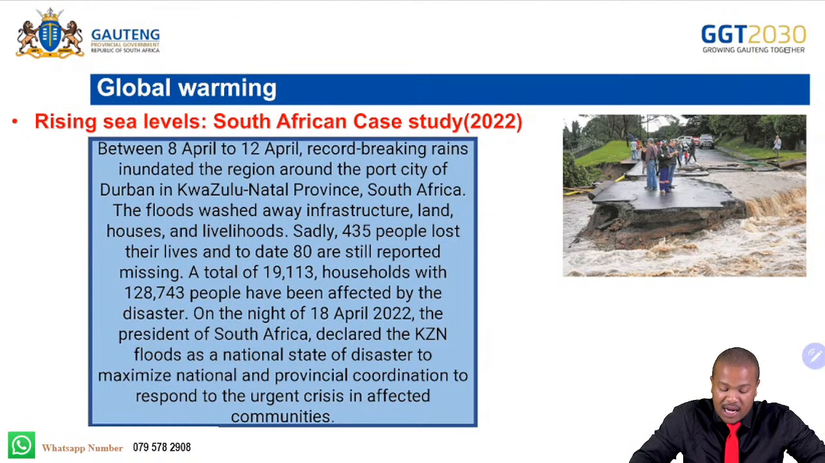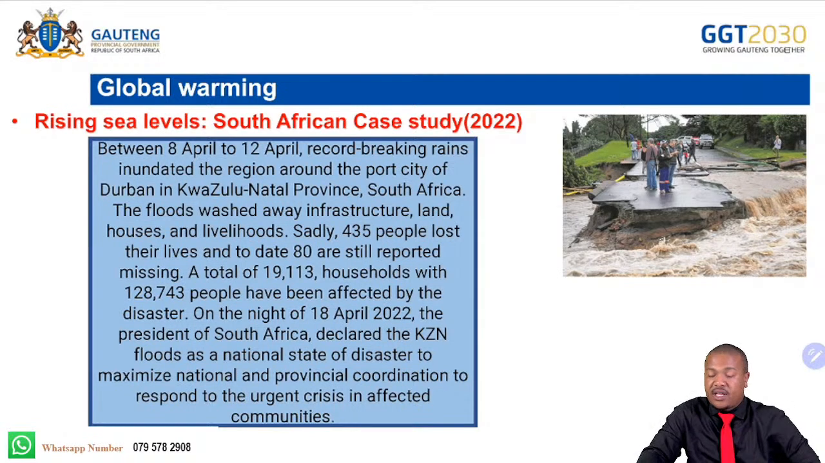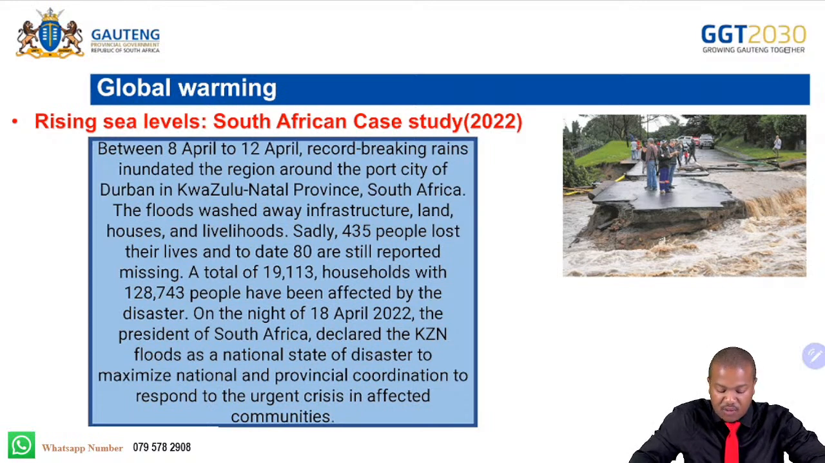435 people lost their lives, and to date, 80 are still reported missing. And a total of 19,113 households with 128,743 people have been affected by the disaster. On the night of 18 April 2022, the President of South Africa declared the KZN floods as a national state of disaster to maximize national and provincial coordination to respond to the urgent crisis in affected communities, right?